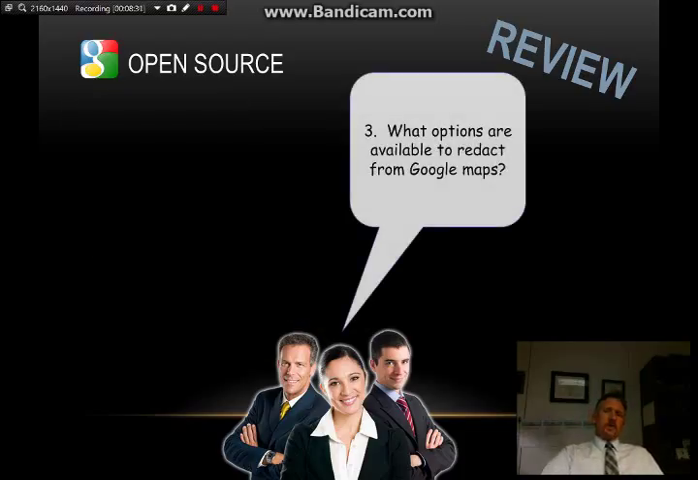Okay, question number 3, what options are available to redact from Google Maps? As you recall, there was a fly-down menu when you clicked on that report a problem link, and it told you at least 4 things, I think, right? One was my face, one was my house, one was my car or license plate, and the other one was an other object. So if you named any of those 3, that's true. The one we focused on was your home.